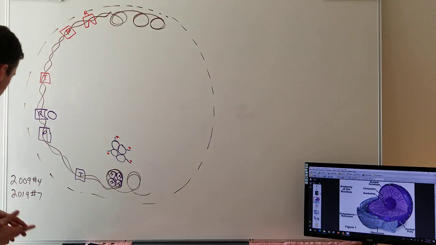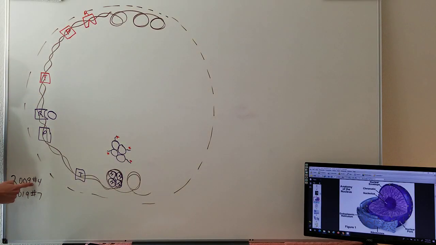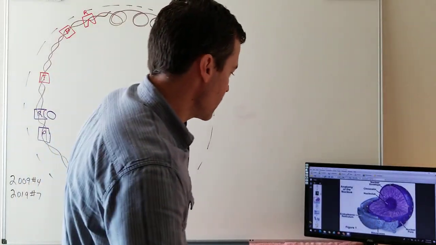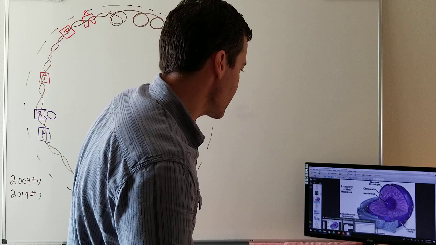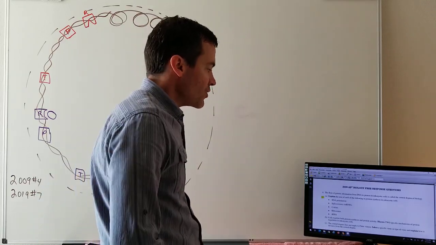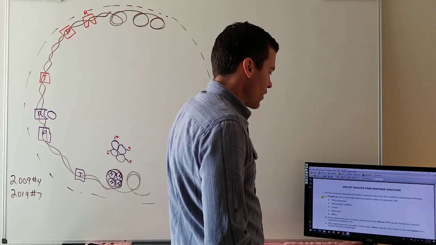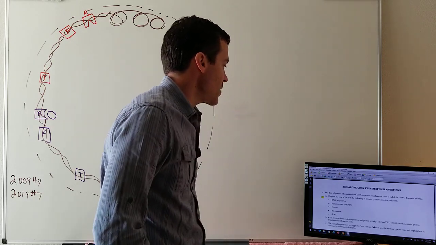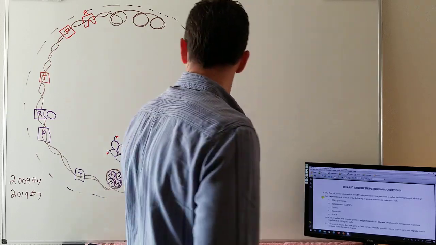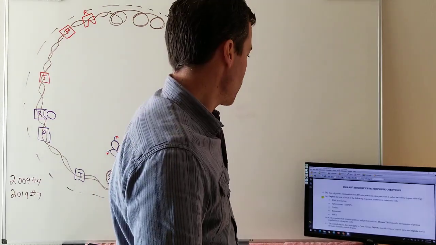The free response questions that deal with this topic are 2009 number 4 and 2019 number 7. Just like before, if you go on our Canvas page and look in files, there's a file that says AP Bio FR referenced in YouTube vids. And so you want 2009 number 4 and 2019 number 7.